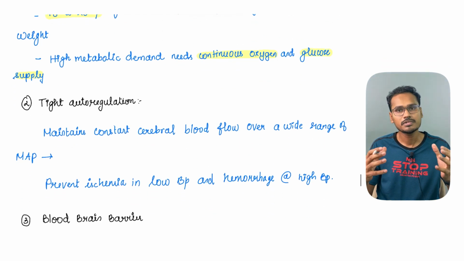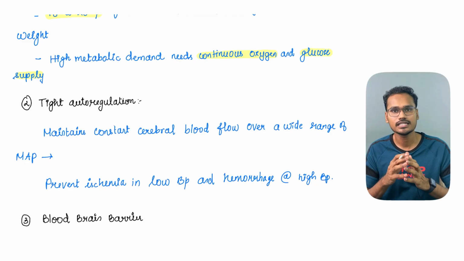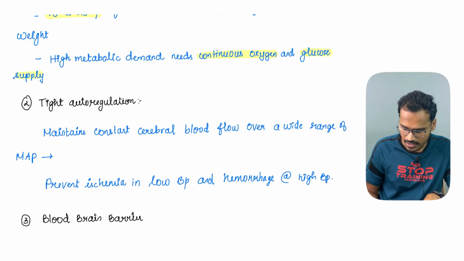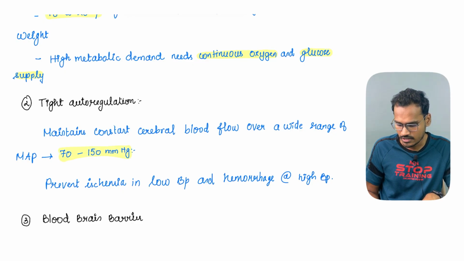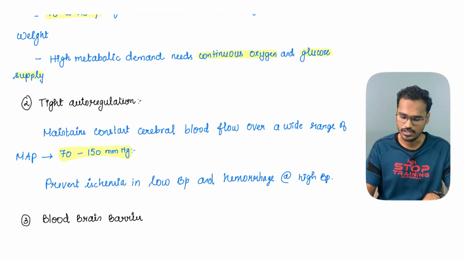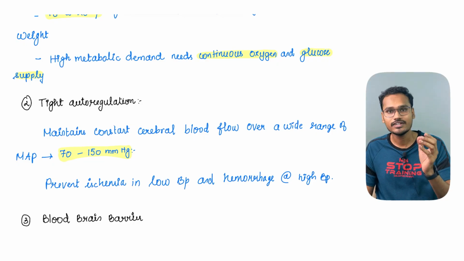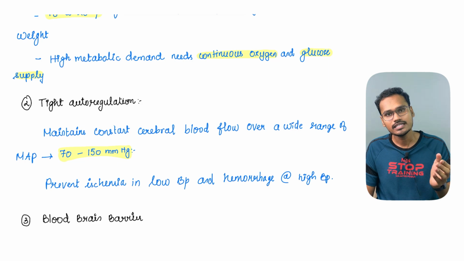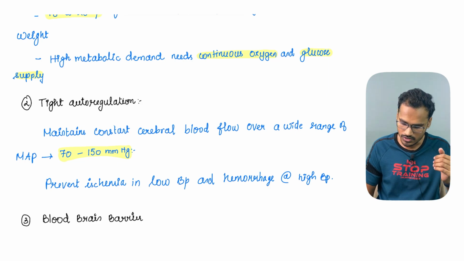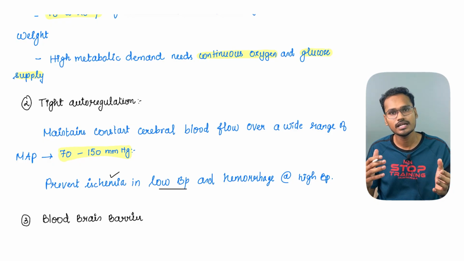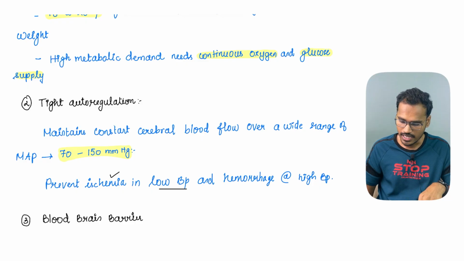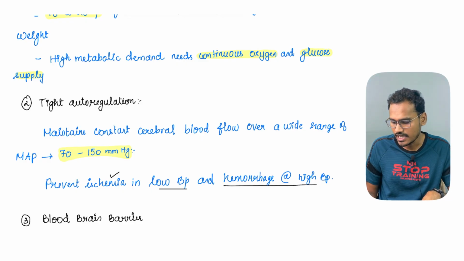Changes in the blood pressure in the periphery will not impact the central nervous system immediately. For example, when the mean arterial pressure changes from 70 to let's say 150 mm of Hg, the cerebral blood flow is maintained constant with the help of a strong autoregulation. Why is this happening? Because a mean arterial pressure of 70 is a low BP, and even at that time the brain should not go into hypoxia, so it prevents ischemia whenever there is a low BP. And 150 is a high mean arterial pressure, because the normal mean arterial pressure is around 90 to 100, and this prevents hemorrhage at such high BPs also.